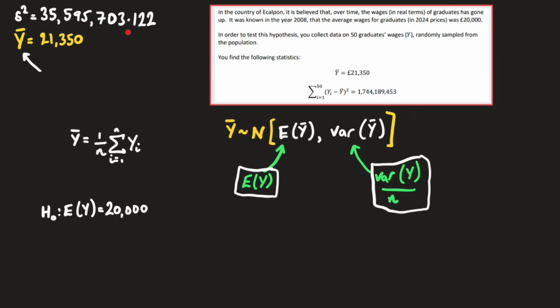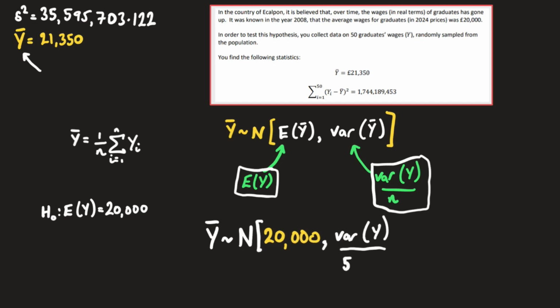So if we're writing down the approximate distribution of y bar, we can't just assume that this is the true variance of y. When we're writing down the approximate distribution of y bar, it'll be approximately normally distributed. If our null hypothesis is true, that will be centered on 20,000, and we'll have variance equal to the variance of y divided by our sample size. Our sample size here is 50, so it'll be the variance of y over 50.